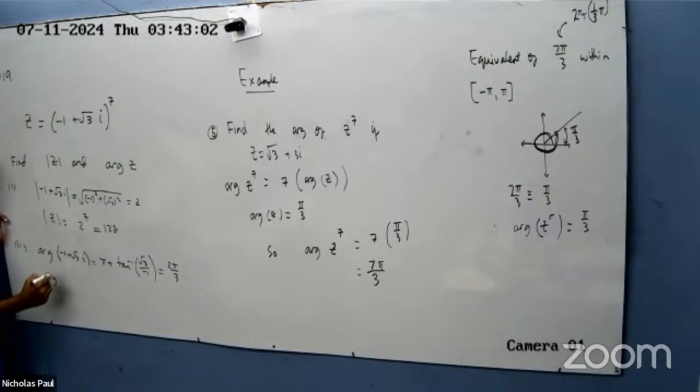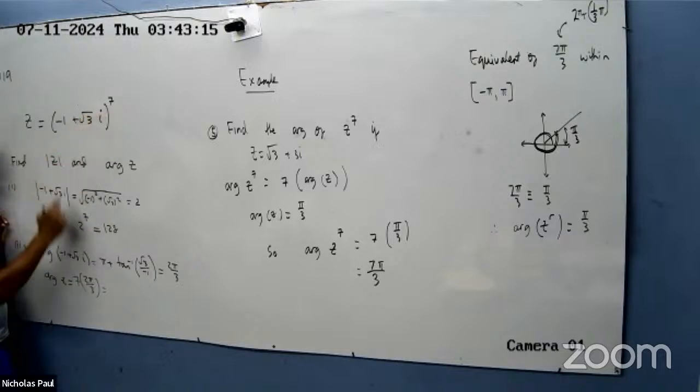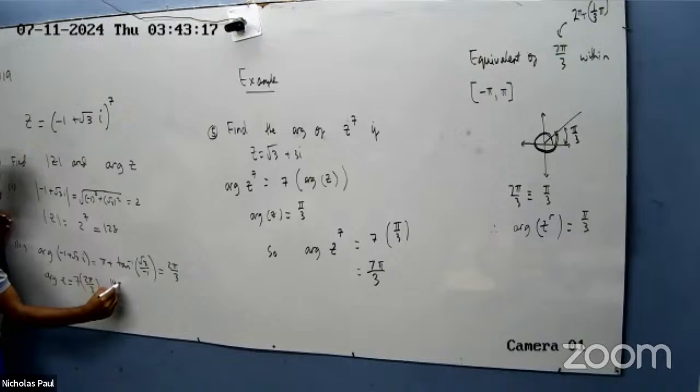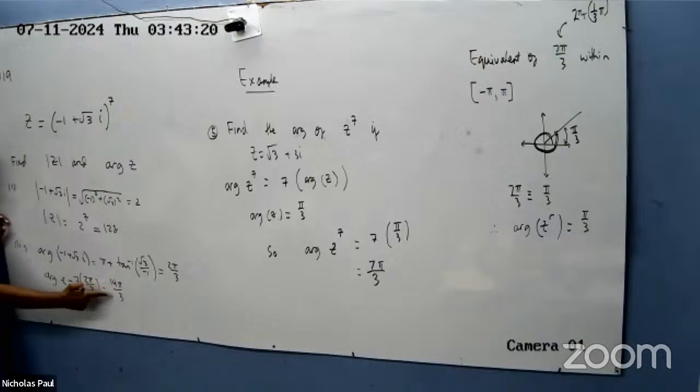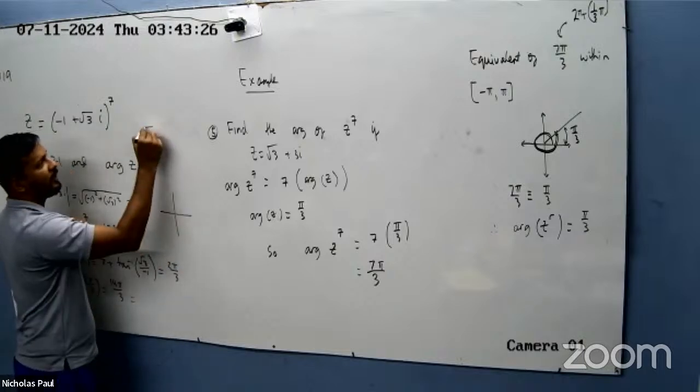We need the argument of z, which will be 2 pi on 3 all multiplied by 7. Okay? That's the argument of z. Remember, z is all this to the power of 7, right? So that'll be 14 pi on 3. But it's out of the range, right? So what do we need? We need the equivalent of 14 pi on 3.